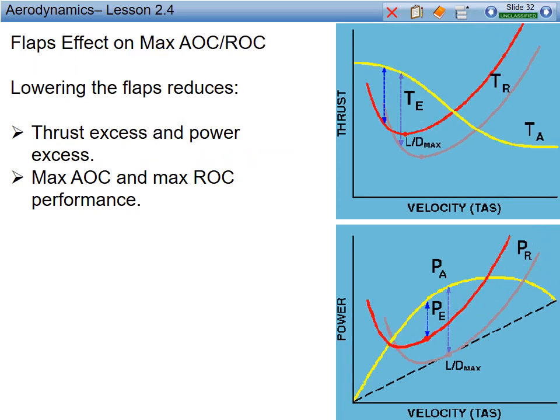Flaps will increase the drag, however decrease the airspeed at which the airplane needs to fly. By increasing the camber, the airplane can fly at a lower airspeed and maintain the same amount of lift. However, this increases the overall drag on the airfoil, causing the thrust and power required curves to shift up and to the left. Thrust excess and power excess will both decrease, causing maximum angle of climb and rate of climb performance to decrease as well.